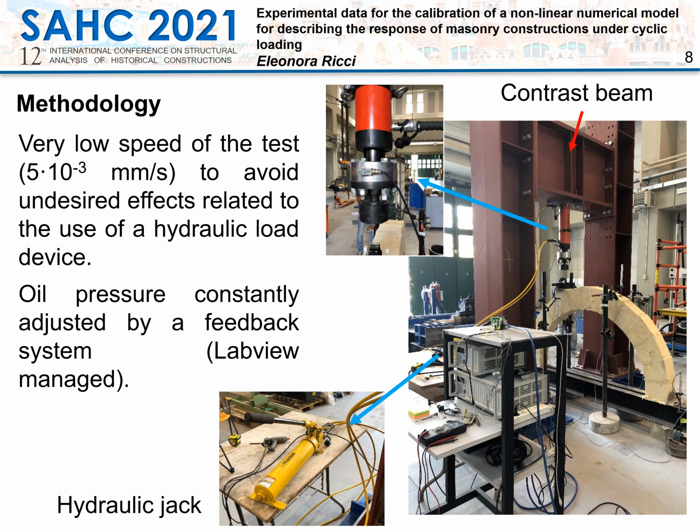During the test, the oil pressure in the hydraulic jack was constantly adjusted by a feedback system managed by a LabVIEW software in order to perform a displacement control test. This way, the load, measured by the load cell, was promptly adjusted in order to realize the desired target displacement. The very low speed of the test was fundamental in order to avoid undesired effects related to the use of a hydraulic instrument in applying the load.